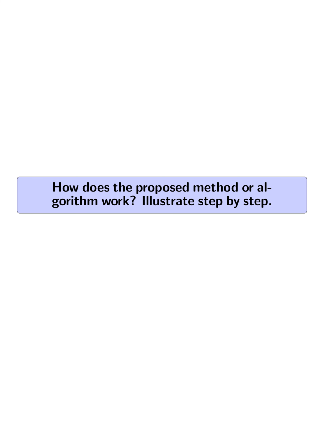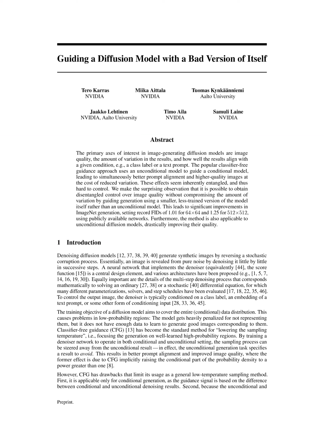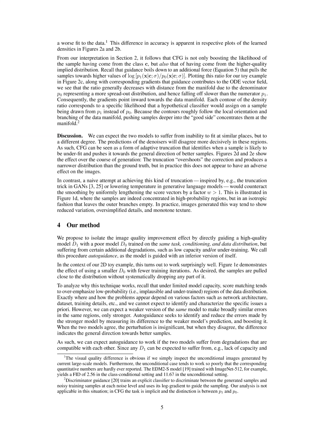How does the proposed method or algorithm work? Illustrate step by step. The proposed method, called Auto, works by guiding a high-quality model, referred to as the main model, with a degraded version of itself, referred to as the guiding model. The guiding model is trained on the same task, conditioning, and data distribution as the main model, but suffers from certain degradations, such as low capacity and/or undertraining.